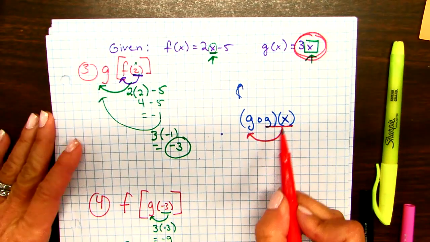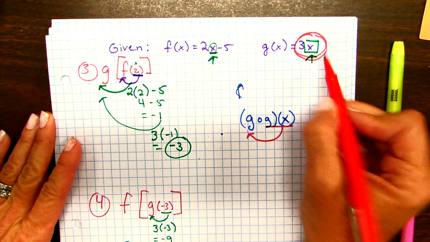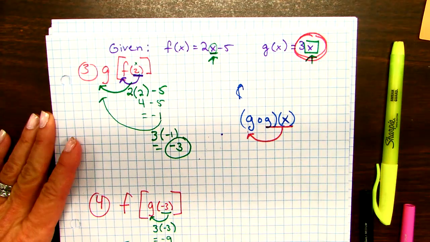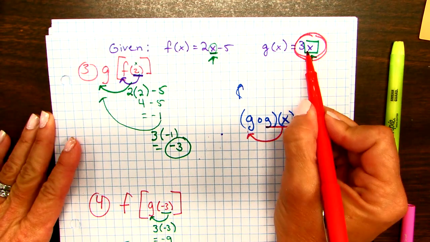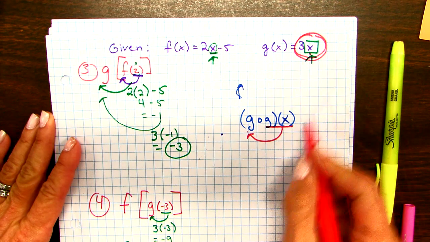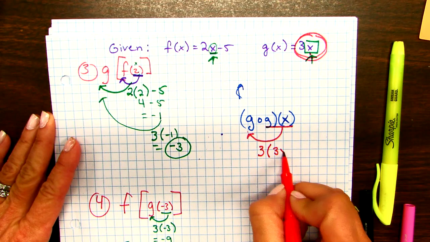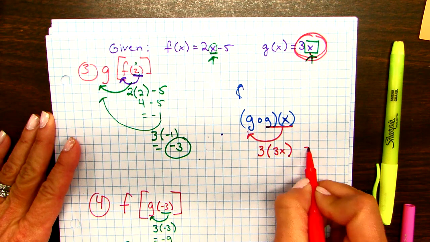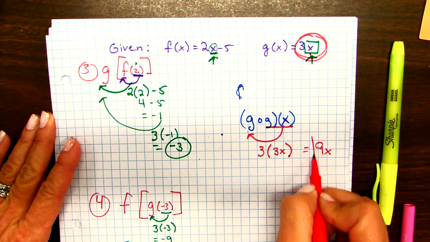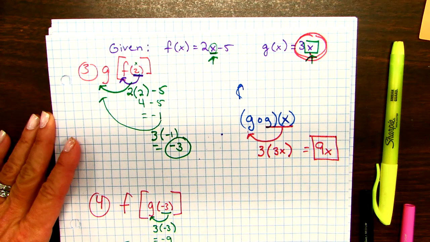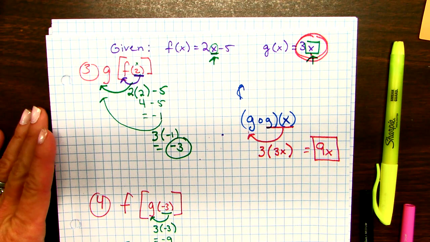Okay. So g of x into g of x. So I'm going to take 3x and plug back into g of x. Where do I plug back in? For x. So you would have 3 times 3x, which is 9x. It is a little confusing, okay?